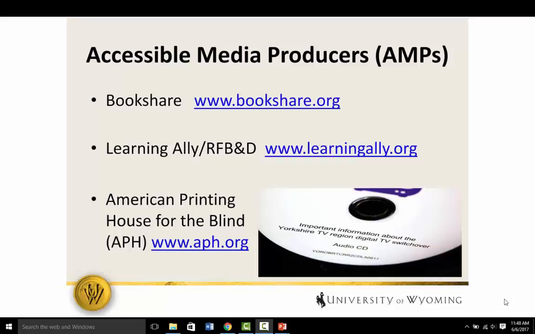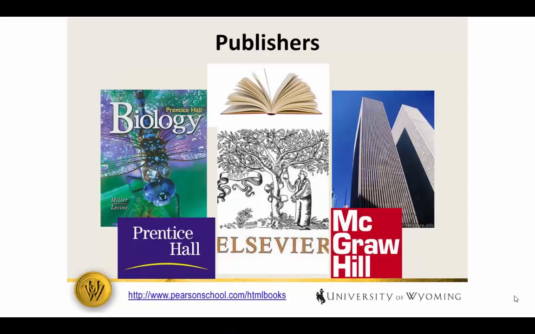American Printing House for the Blind, APH, creates and provides materials in large print, Braille, and electronic formats for individuals who are blind or have visual impairments. Publishers can be of assistance with the provision of accessible materials.